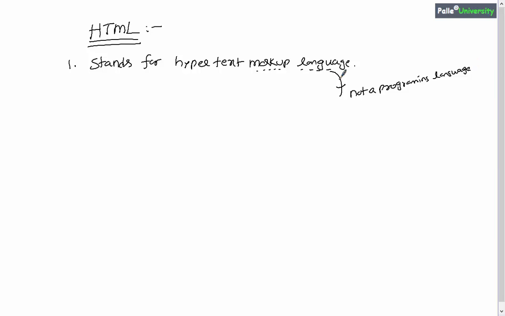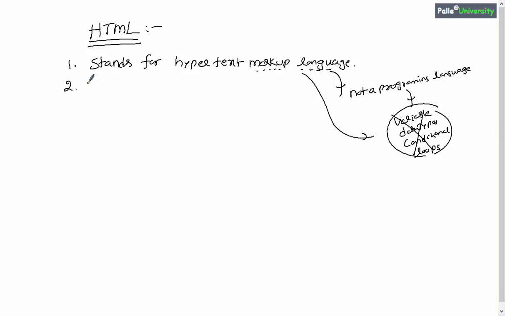In general, the programming language supports variable declaration, and it supports data types and supports conditional statements like if, else if and all those things, and also it usually supports loops. But when it comes to markup languages, in general all these things are not supported. Next important point is HTML is case insensitive, or not case sensitive.